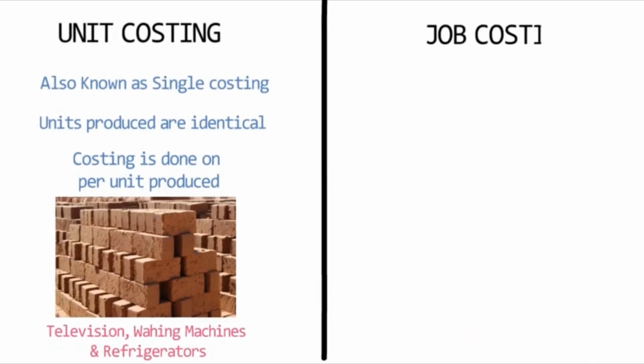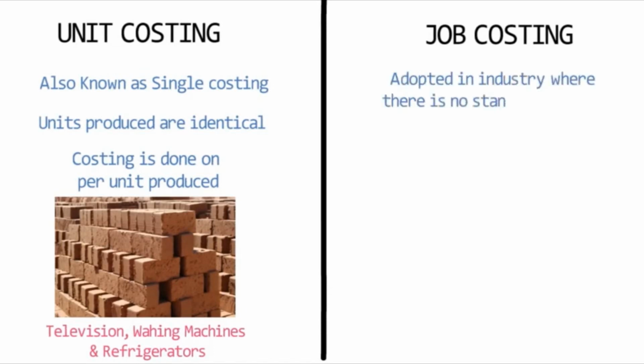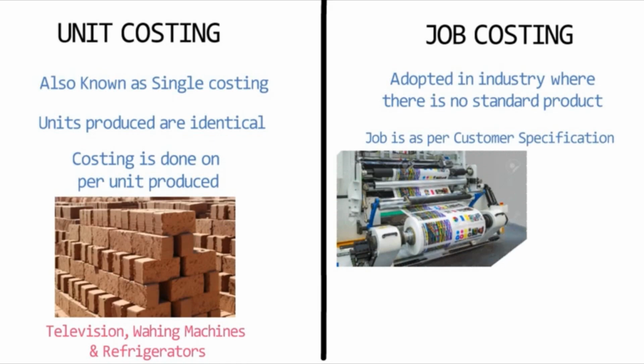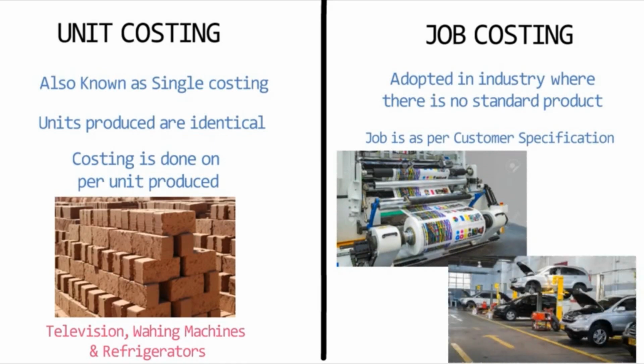So the second type of costing method is job costing. This type of costing is adopted by industries where there is no standard product and each job or each work is different from the others. This job is as per the specification given by the customers. For example, this type of costing is used in printing press, automobile garages, film studios, and etc.